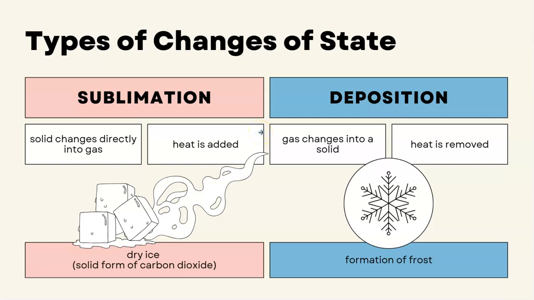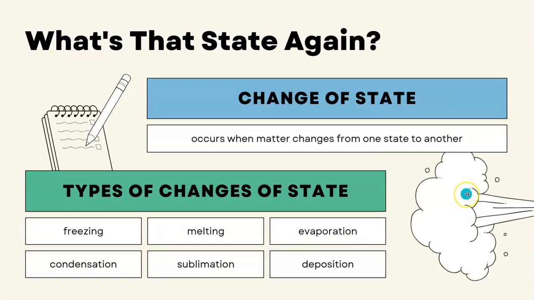Sublimation is another change of state when solid changes directly into a gas, skipping the state from solid to liquid and then to gas. It moves straight from solid to gas when it's heated. An example of this is dry ice, which is the solid form of carbon dioxide. And finally, we have deposition, which is when gas changes directly into solid, skipping the liquid stage when heat is removed. One example is the formation of frost.